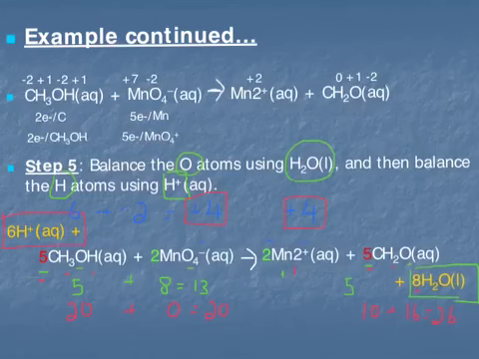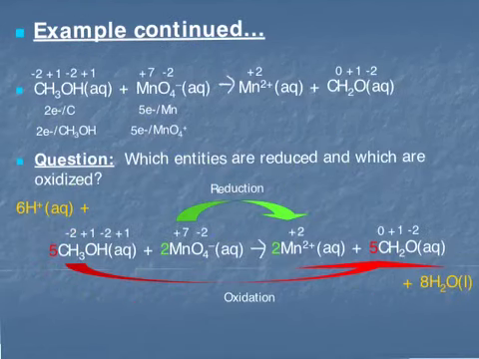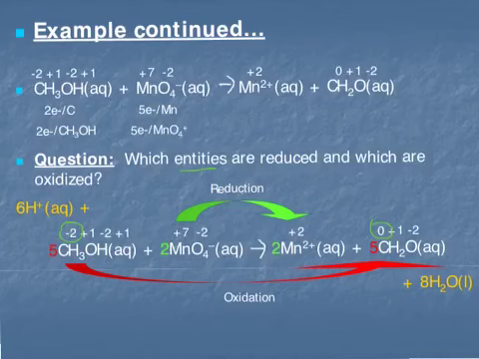So now that we've fully balanced our reaction in terms of both atoms and charges, let's go back and see which entity got reduced and which entity got oxidized. Here we can see that the oxidation number for carbon went from -2 to 0, so it lost electrons, so it got oxidized. Whereas on the other hand, the manganese in permanganate went from positive 7 to positive 2. It got less positive, or more negative. It gained electrons, so manganese itself got reduced.